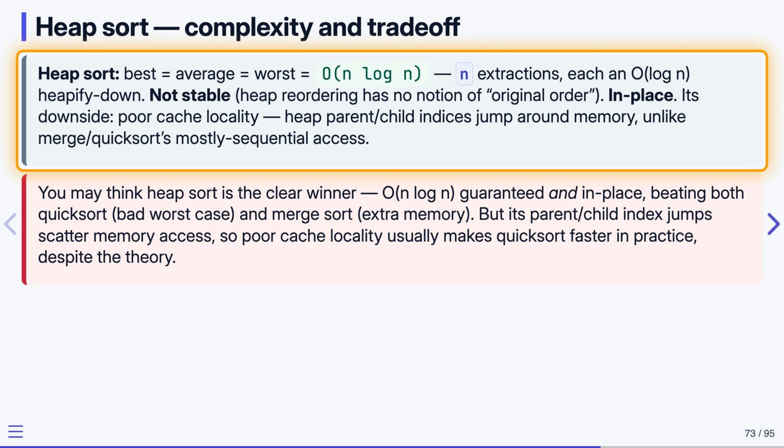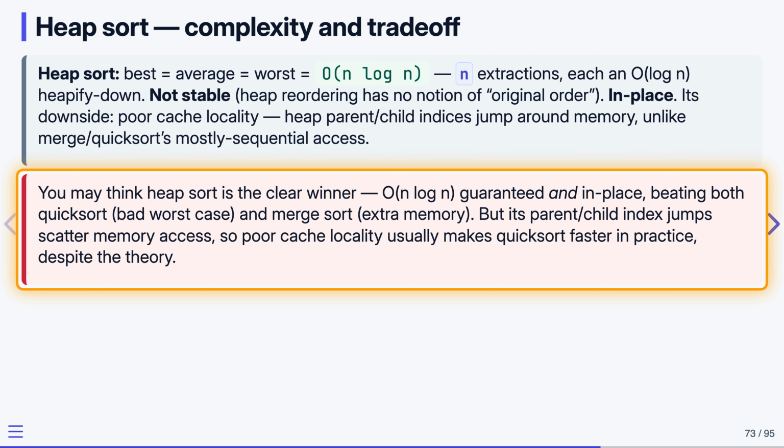Heap sort's cost is the same in every case. Best, average, and worst are all big O of n log n, that is n extractions, each in big O of log n heapify down. It is not stable because heap reordering has no notion of original order. It is in place, and it has one real downside: poor cache locality, because heap parent and child indices jump around memory, unlike merge sort's and quicksort's mostly sequential access.